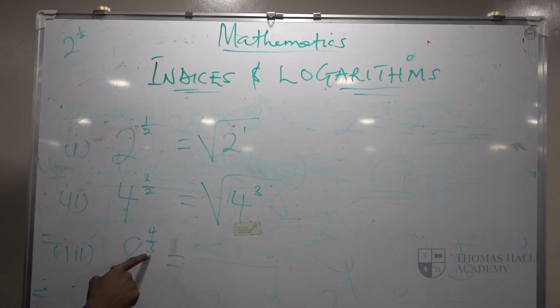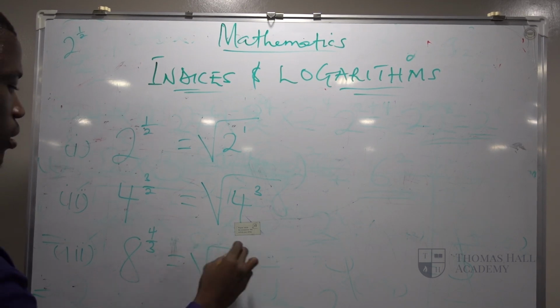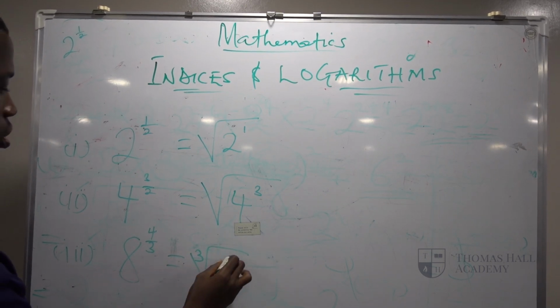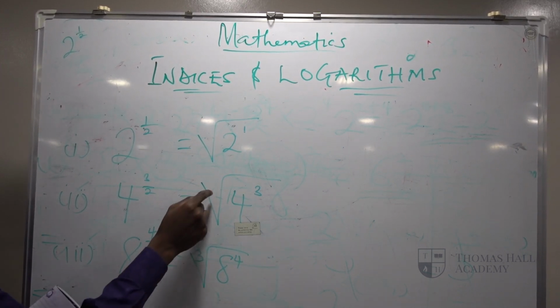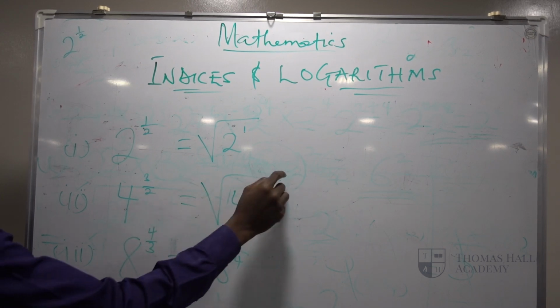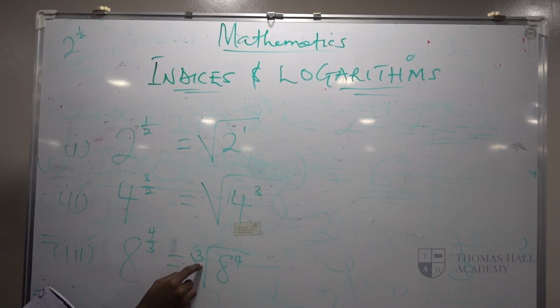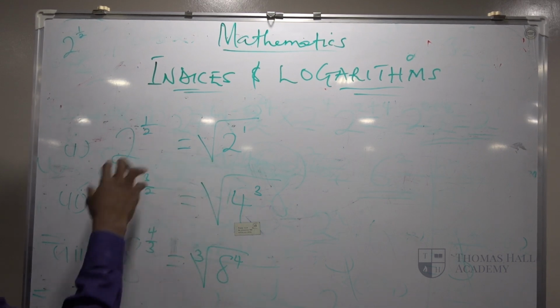This is the denominator, this is the numerator. Then we have the cube root, 8 raised to power 4. This is the way it should be written. We did not put 2 here because this sign already stands for square root. But by putting 3 here, 3 is the base, the denominator, this sign. Cube root of 8 raised to power 4. So these are other ways of writing this.